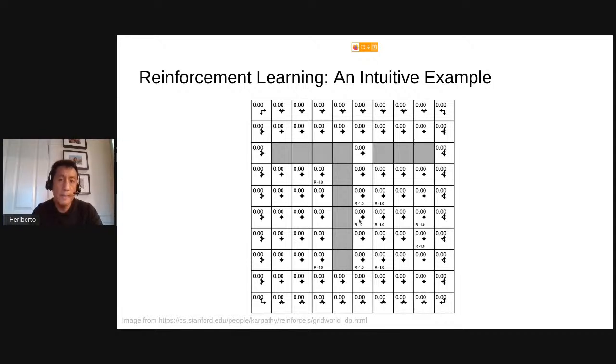Reaching the goal state gives a positive reward, a plus one.